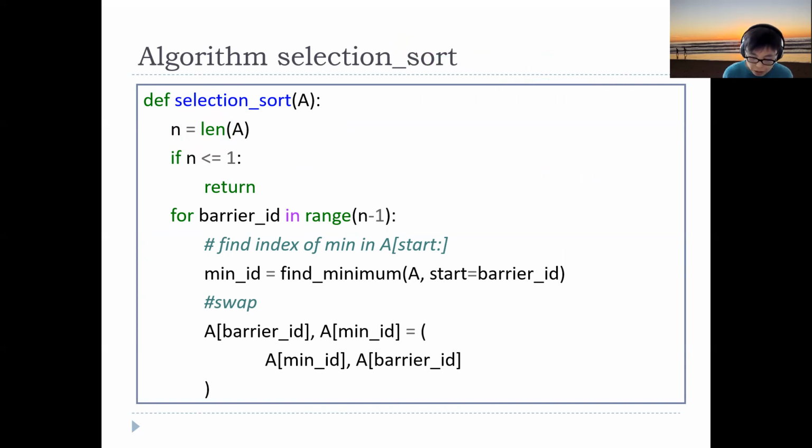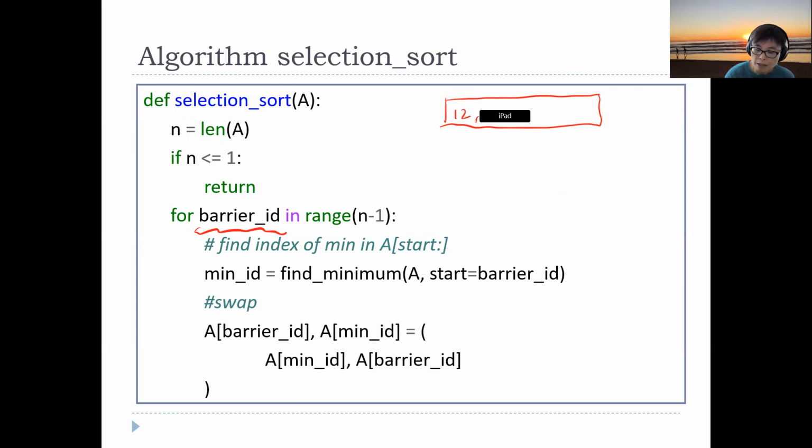Okay, so the algorithm is called selection sort. Naturally, because we keep selecting the smallest. And the barrier ID, this separation, goes from 0 to n-1. You can think that everything smaller than the barrier ID is a portion we already sorted. So at the beginning, the barrier ID, we put it to be 0.